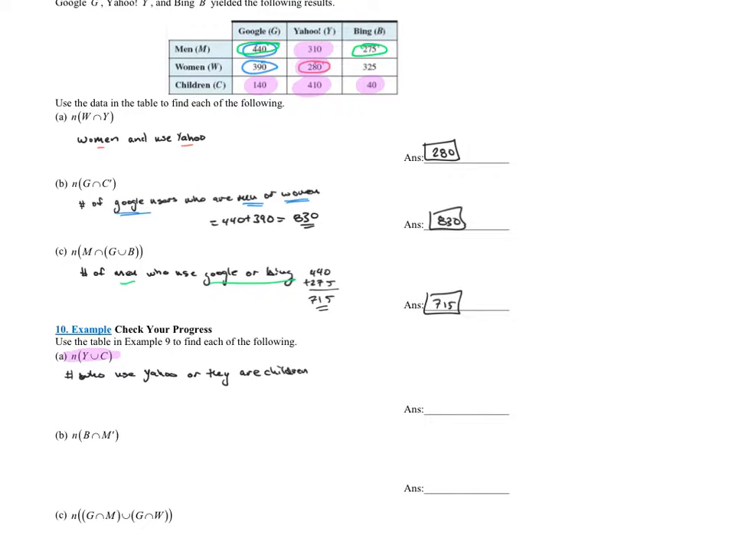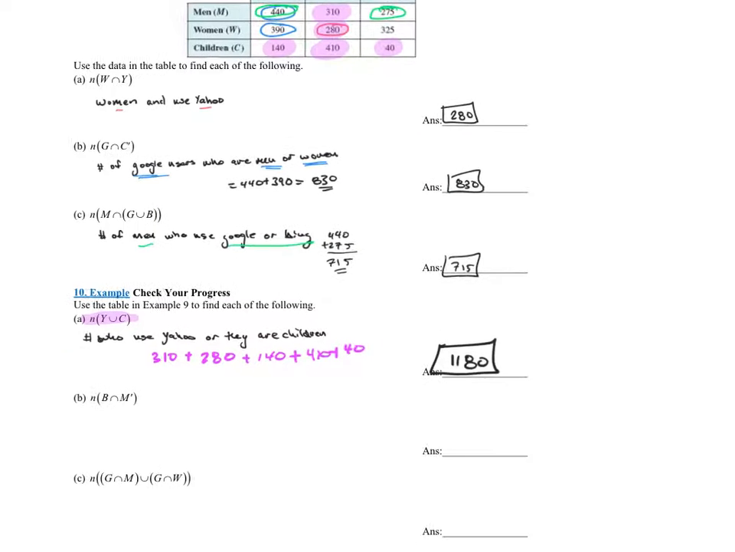So what numbers do I see for those? I see a 310 plus a 280 plus a 140 plus a 410 plus a 40. So that's how I'm getting that one right there, is I'm doing the 310 plus the 280 plus the 140 plus the 410 plus the 40. Please do that now. I'm getting a total of, and please check my math on this one, 1180, I believe. Double check my math. Let's look at the next one and make sure that makes sense.